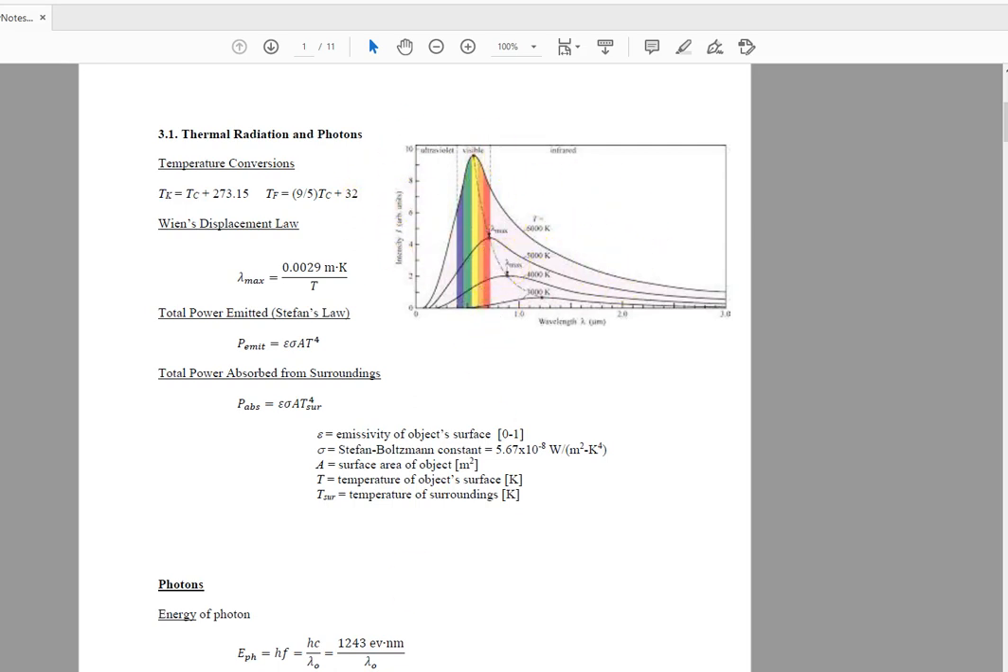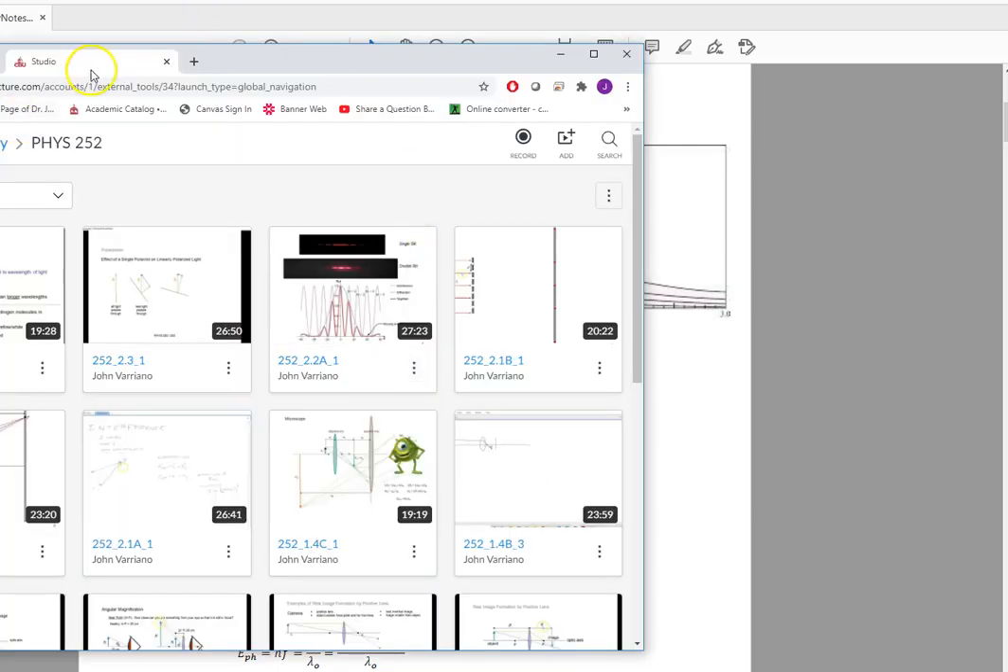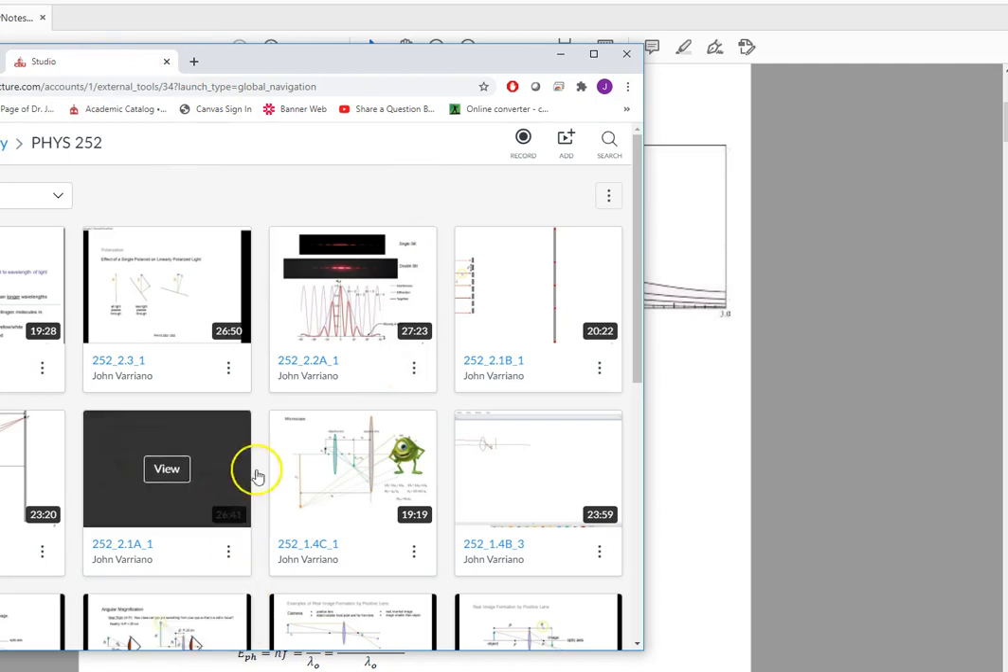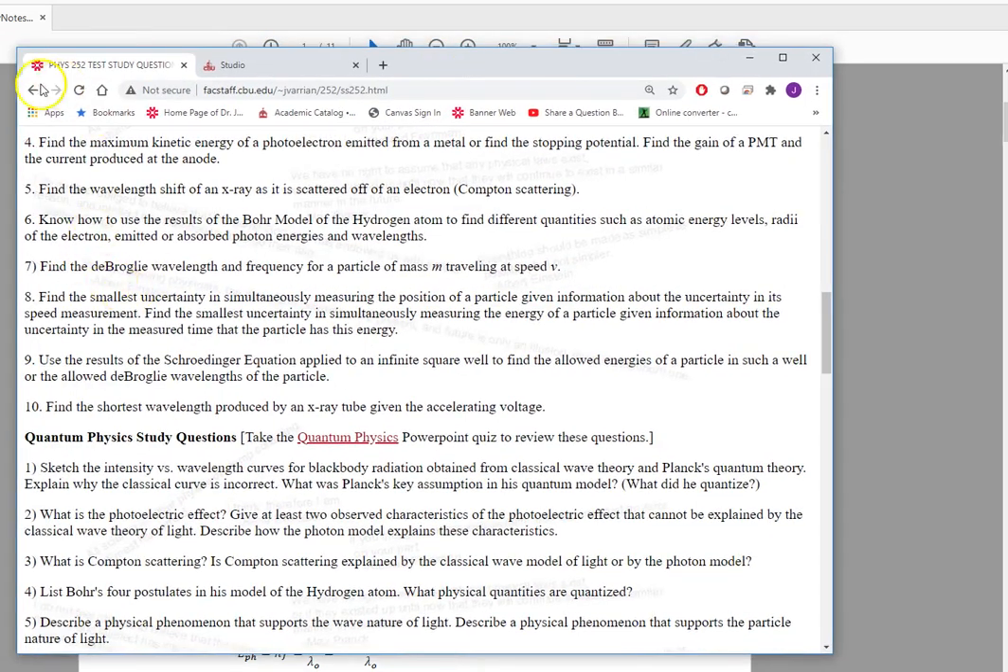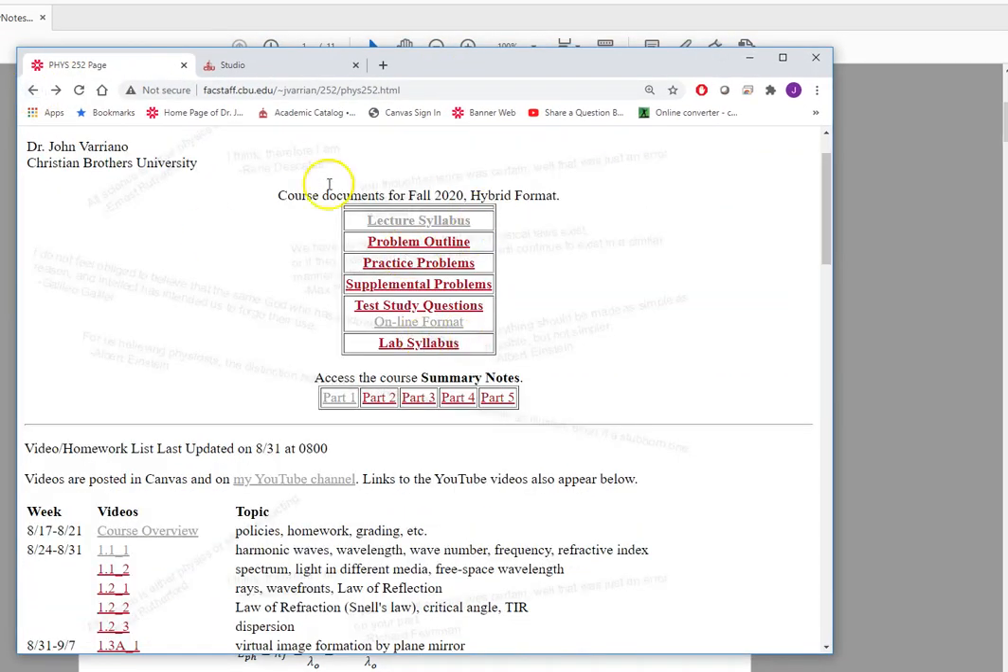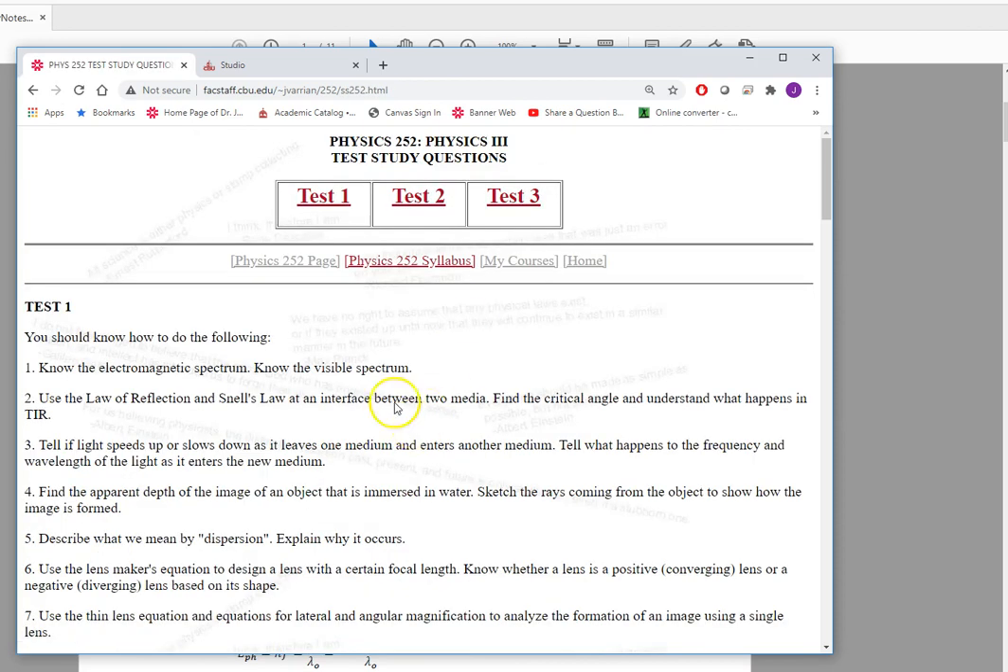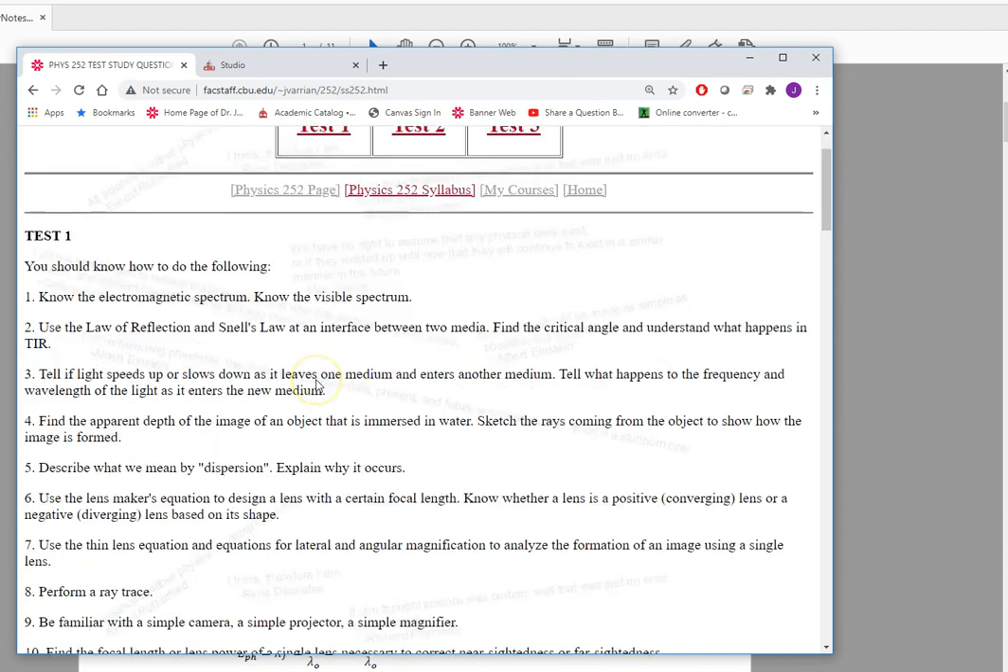So what I'm going to do is, let me show you. I want to point this out right now. If you go to our course page, which is right here, let me move this over. I'm on our web course page. See right here where it says test study questions? Well, that's a PDF of questions you should know. If I go to the online format right below there, these are the same questions of things you should know.